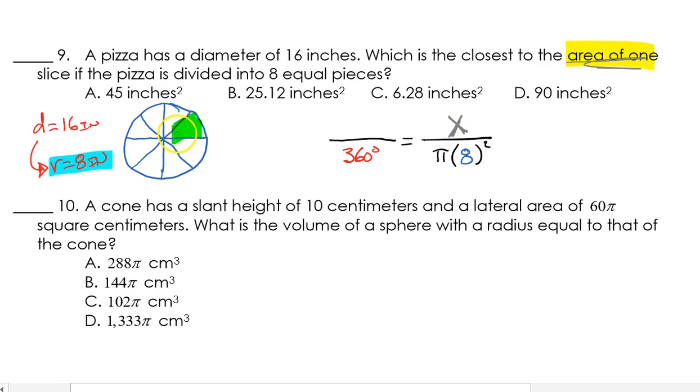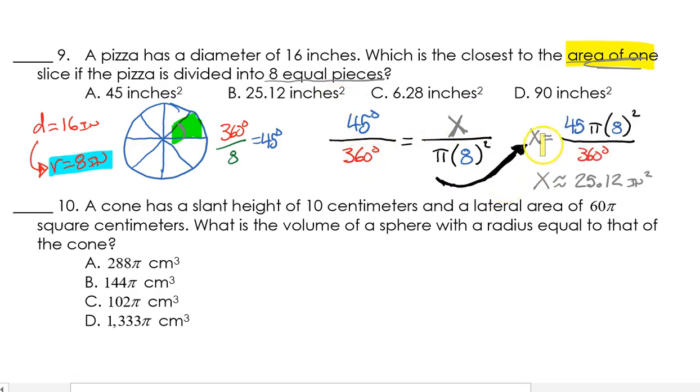How many degrees are actually in our slice? Well, we know there are 360 degrees in a circle, and we're divided into 8 equal pieces. It means that if I take 360 and divide it by 8, we get 45 degrees. That's how many degrees are in our sector of the circle. So we now can go ahead and simply cross multiply this and then solve, which means once we divide by 360, x is equal to 45 pi times 8 squared over 360, which gives us approximately 25.12 inches squared, or in this case, answer choice B.